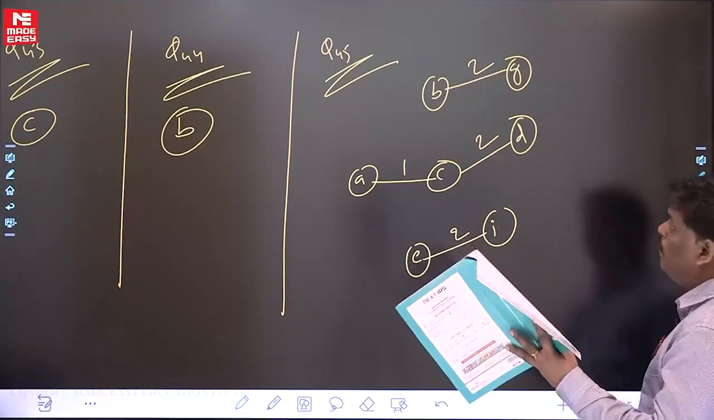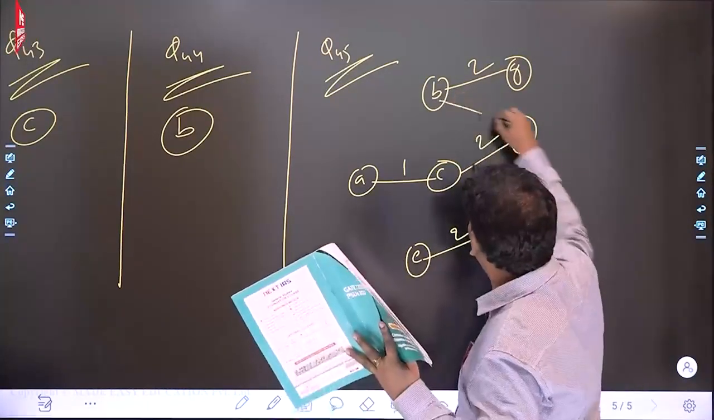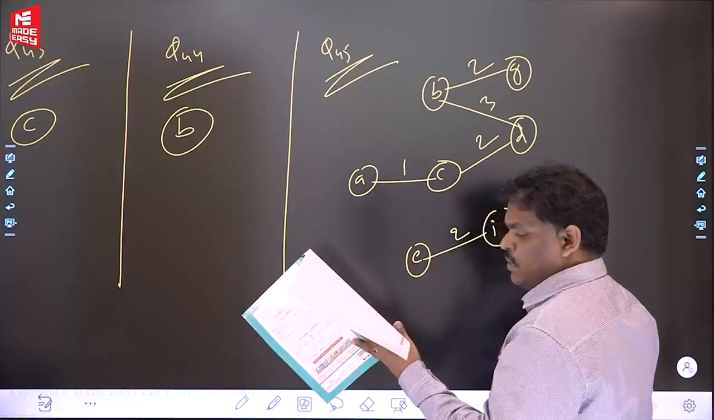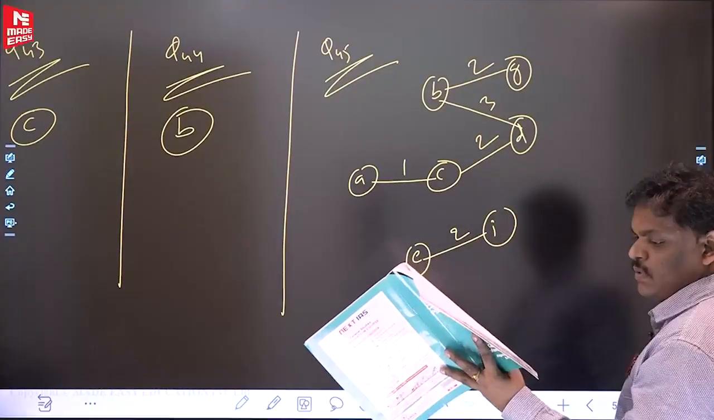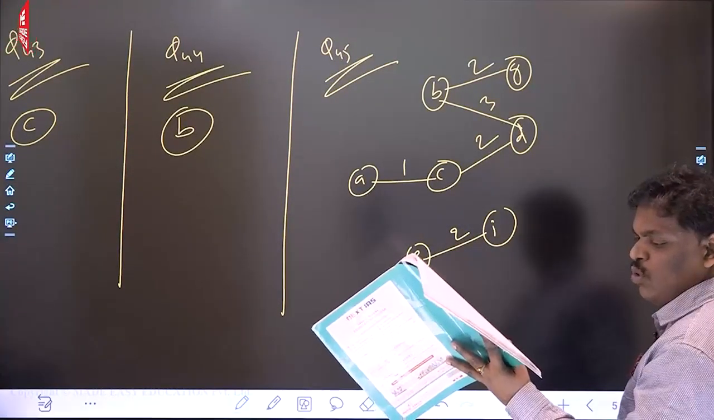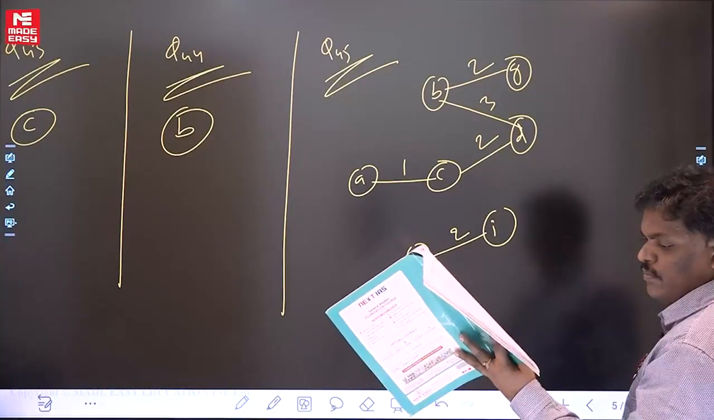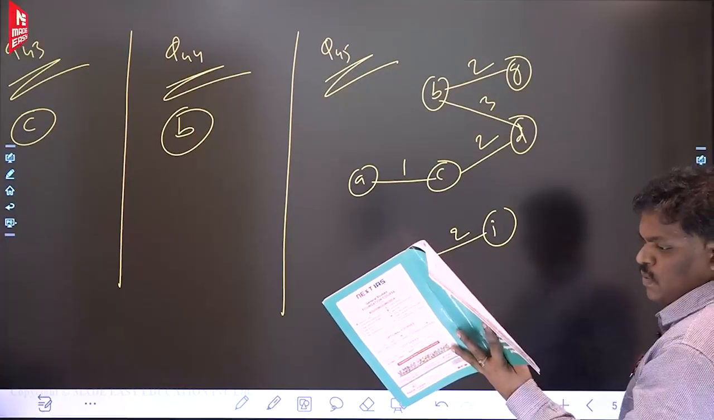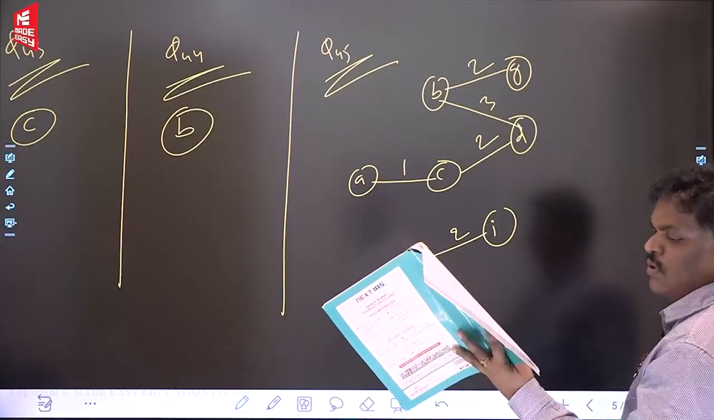Now 3. What is the 3? B to D. Is there any other 3? One 3 I took. Is there any one more 3? Please verify. No more 3. Go to the 4 now.